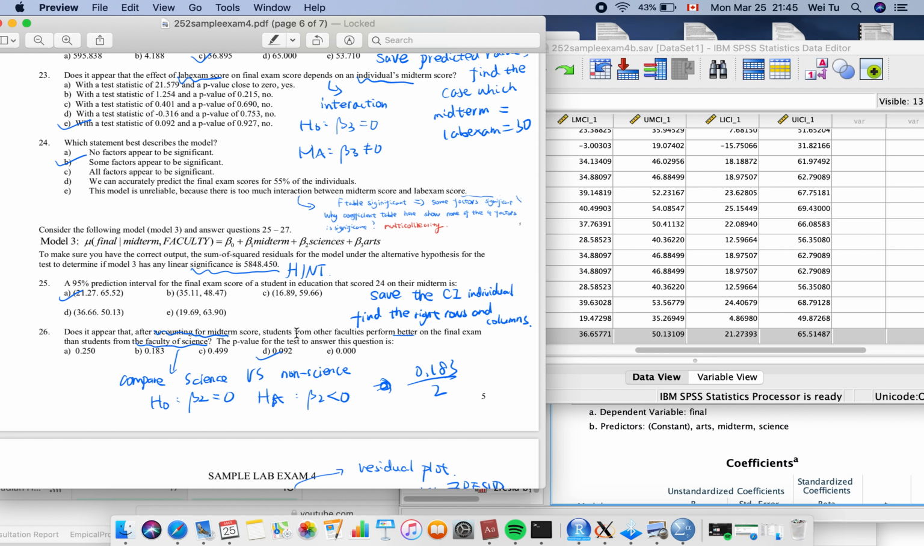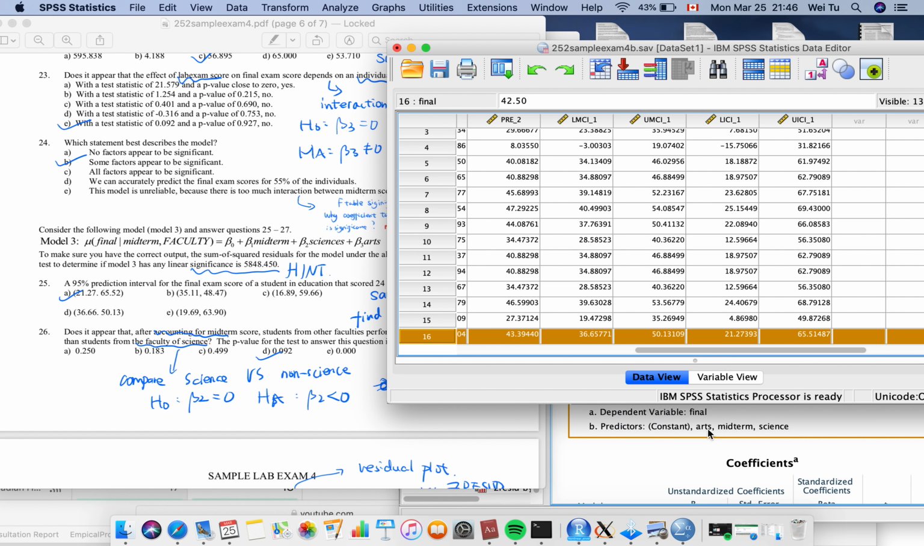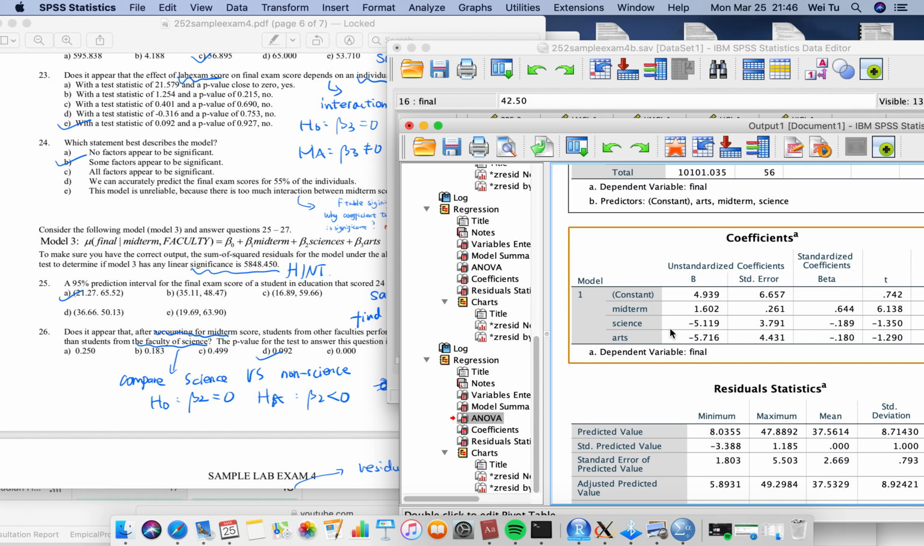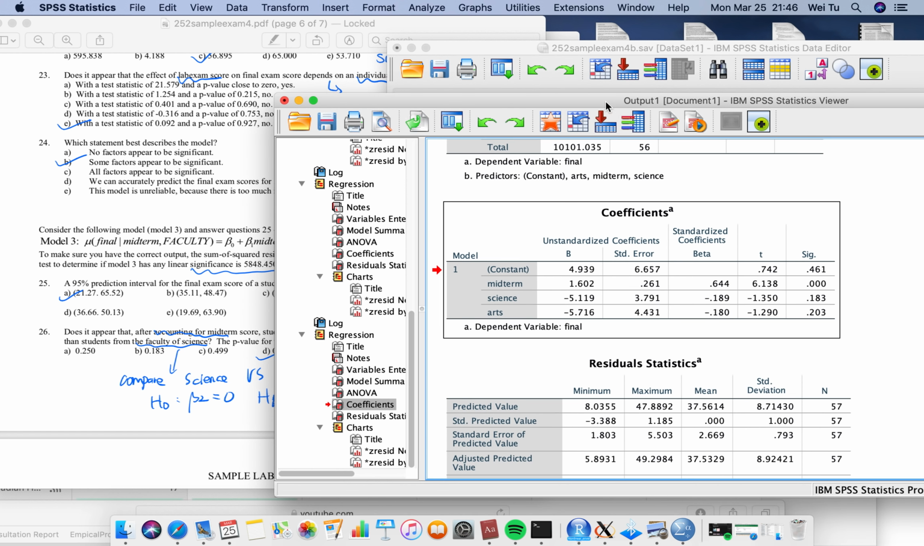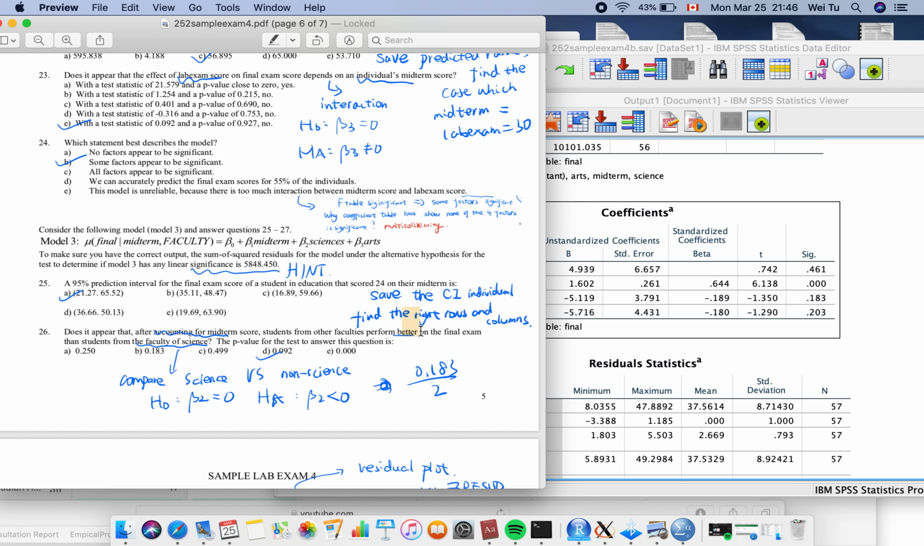B. 26 asks you, after accounting for midterm score, whether students perform better on the final. So we're considering whether others perform better than the Faculty of Science. We're comparing science versus non-science. The null hypothesis is that beta 2 equals 0, and the alternative is that beta 2 is smaller than 0. If it's smaller than 0, it means science faculty perform worse. Let's look at the coefficient table. The two-sided p-value is 0.183, and we're doing a one-sided test because we care about the negative side, so divided by 2, so 0.909.